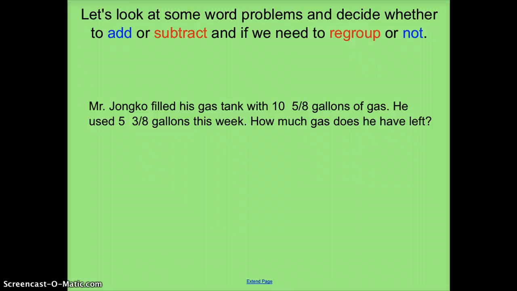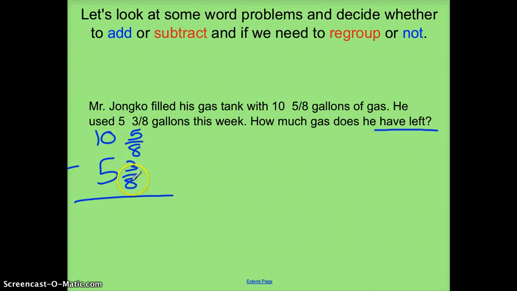Here's another problem that says, Mr. Honko filled his gas tank with 10 5/8 gallons of gas. He used 5 3/8 gallons this week. How much gas does he have left? So again, to me, that sounds like subtraction. So I'll set up my problem and see what I need to do. 10 5/8 minus 5 3/8.